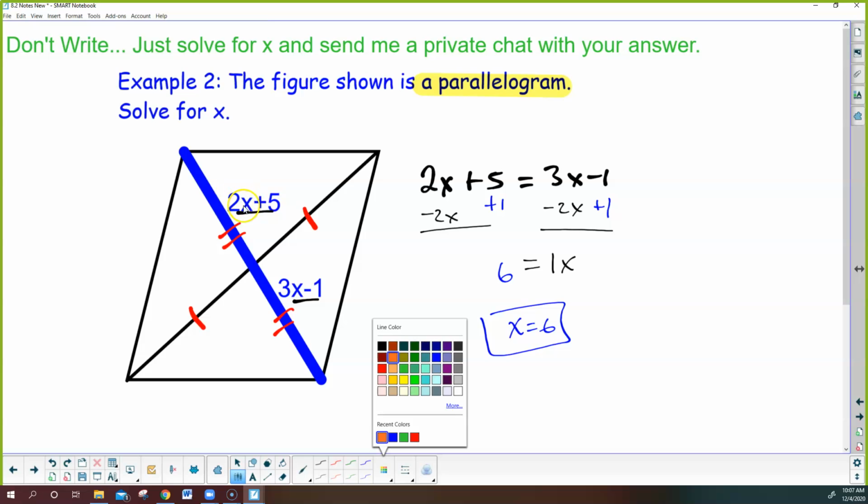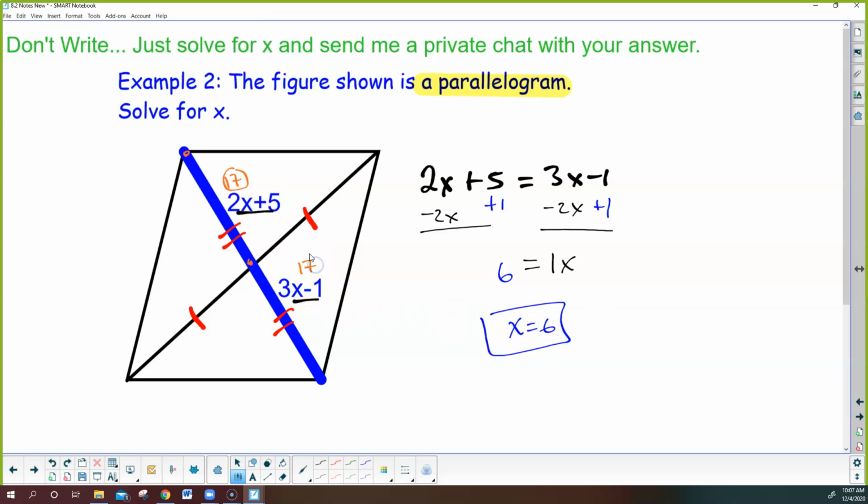Let's see. 2 times 6 is 12. 12 plus 15 is 17. So this length from here to the center is 17. And then 3 times 6 is 18 minus 1 is also 17. So because those lengths are the same, that confirms my answer is correct.